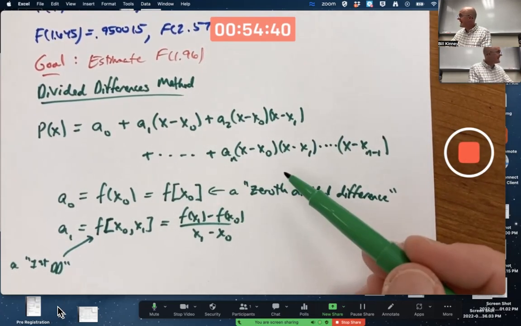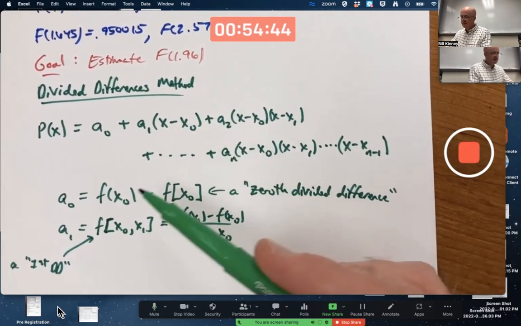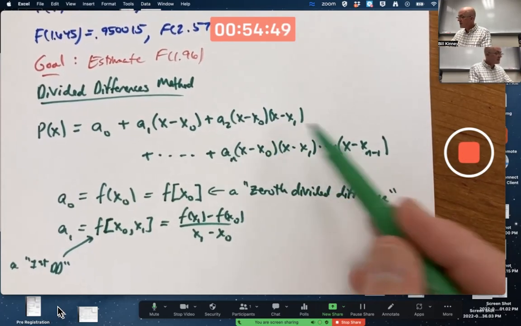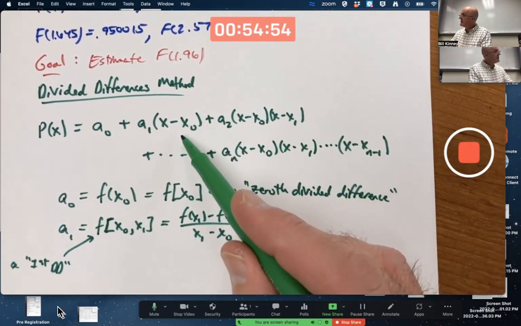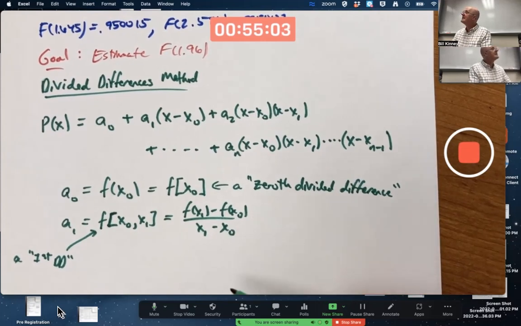You can solve for all these A's by plugging in the different nodes. x0 easily lets you solve for A0. Plug in x1 as well. All these other terms go away because they all have x minus x1s in them. This term doesn't go away. You can solve for A1 in terms of A0, which is f of x0. It's not too hard to solve for A1. With the next one and those after it, the algebra solving is pretty nasty, at least writing them in the form I'm going to show you.